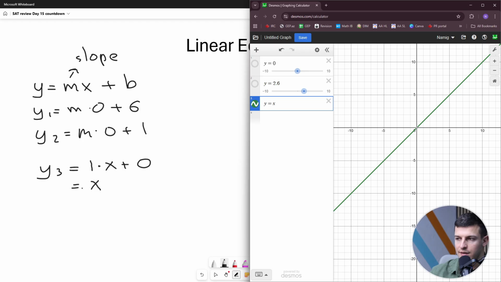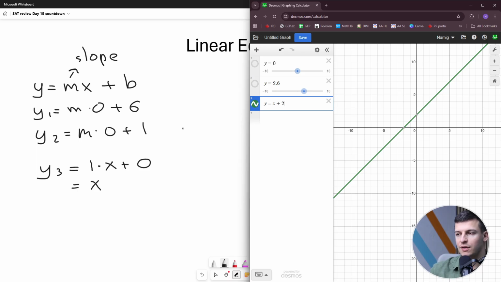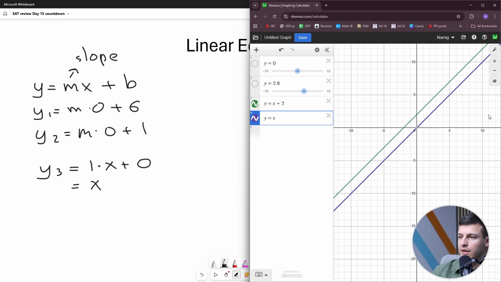Okay, let's take it a step further. Let's add something. I added x plus 2. Now I have basically everything from this slope equation, which is y equal to mx plus b. It's just m is 1. So my m is 1 and my b is 2. So what happened? This graph, basically, if I put this one here, it's the same graph as y equal to x. Well, it's the same graph that has been shifted 2 points upwards, right?